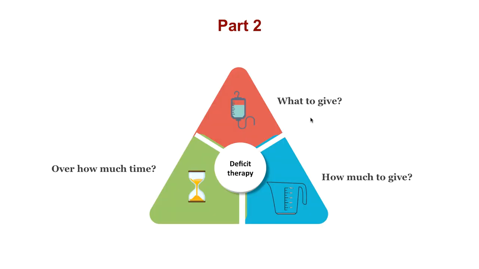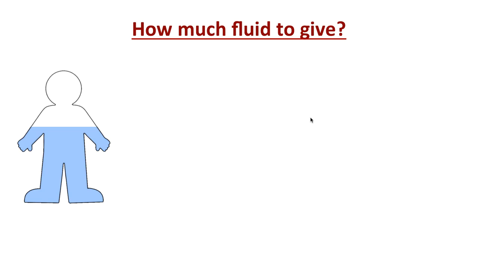Now we understand what exactly is meant by free water deficit and what is meant by solute fluid deficit. In part 2, when you start actual correction of the dehydration, you need to answer only these 3 questions. What fluid to give, how much to give, and over how much time we need to give. So how do we decide how much fluid to be given to a patient? A very simple answer to this question is exactly the same amount which the patient has lost, right?